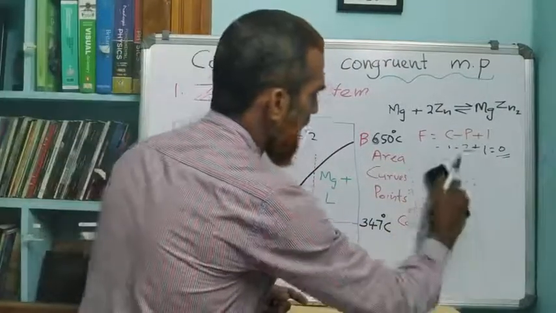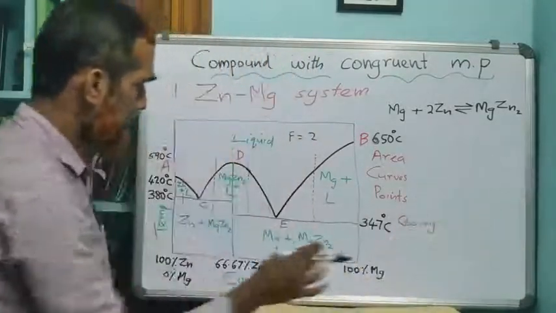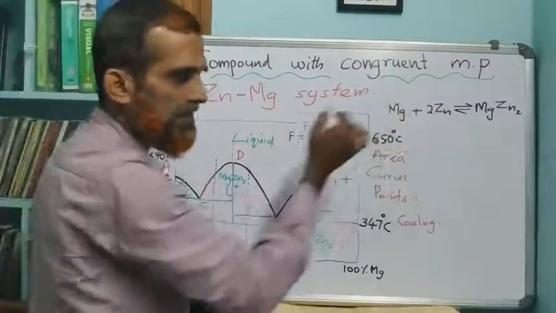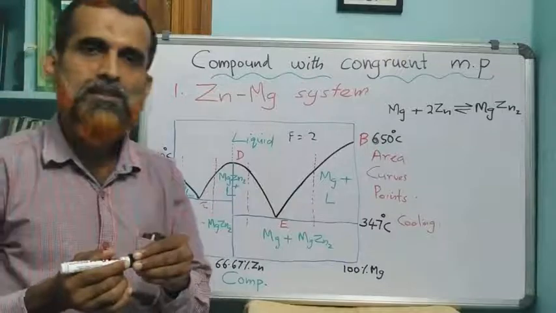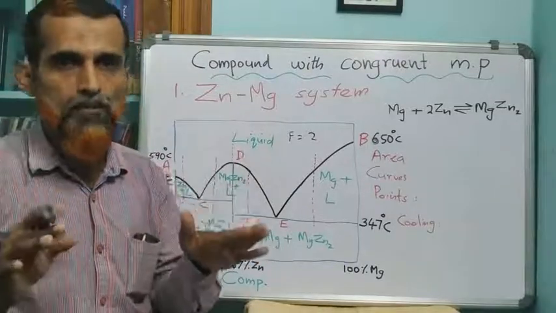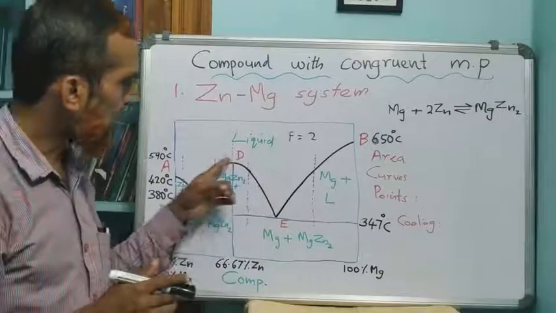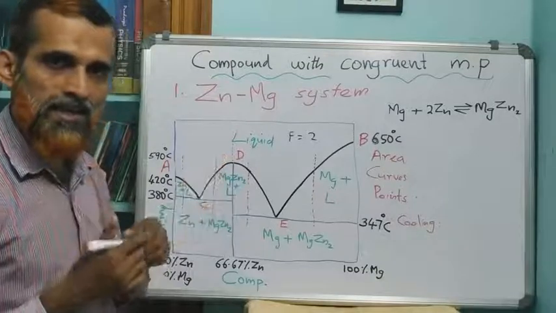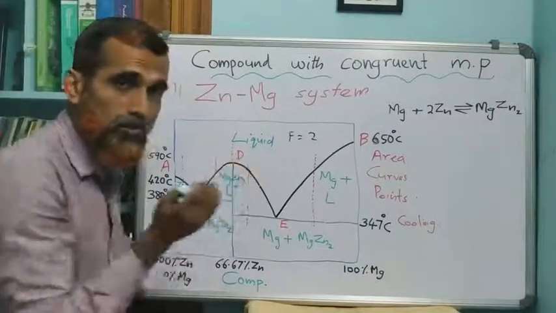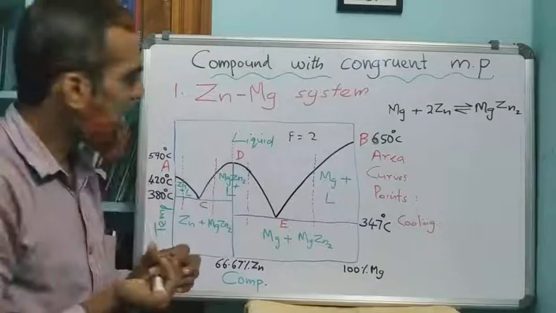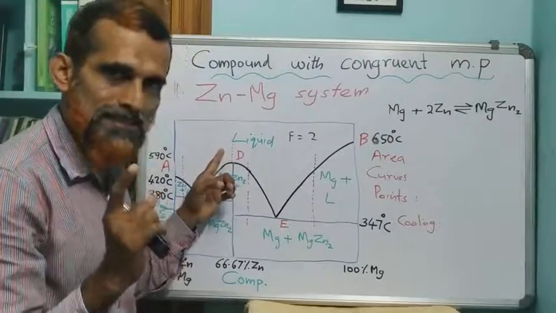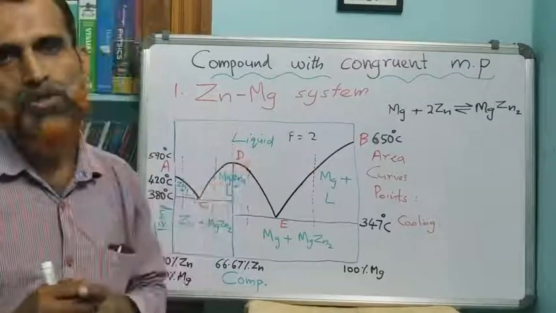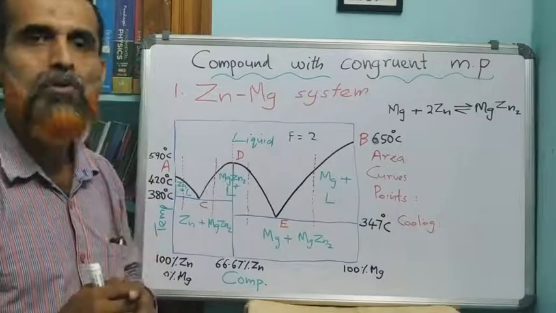Right. Now coming to the curves. Similarly, one more point, point D. Point D is the congruent melting point of the compound dizinc magnesium, where the solid and liquid forms of the compound with the same composition will be in equilibrium. So here also F equals, it is again a very important point. This point D also reduces to a one-component system, because here only the compound exists. Only one component, the compound, exists. So it is 1 minus 2 plus 1 equals 0, it is also invariant.